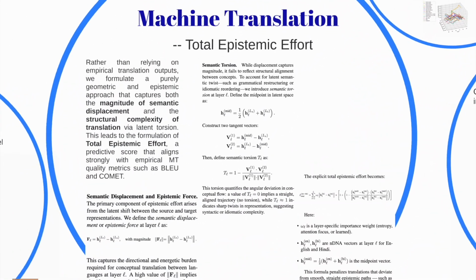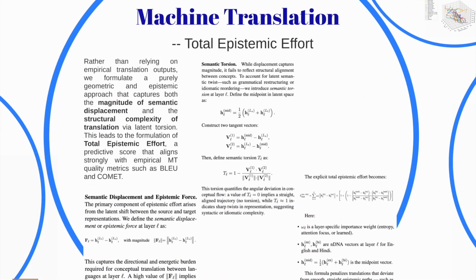Now let us dig deeper to understand the idea and mathematical construct of the epistemic effort for machine translation within models' internal geometry. We do not score translation quality by generating text. Instead, we read the two languages inside the model and measure how hard it is to move meaning from one to the other. That hardness has two parts.